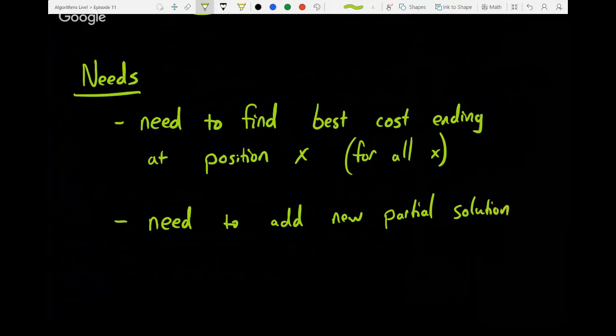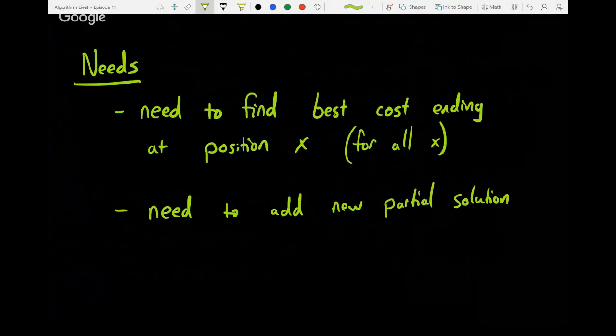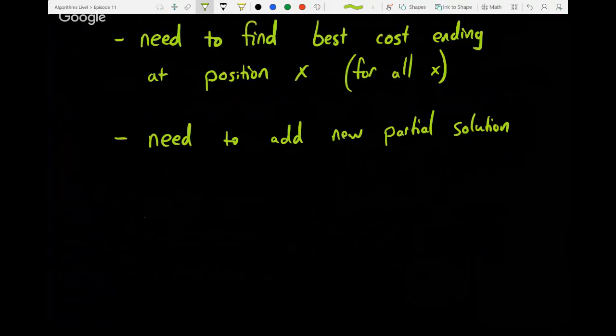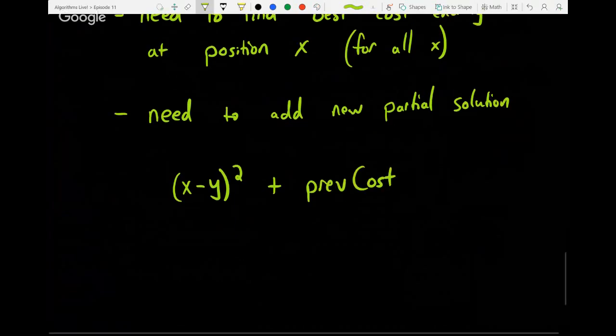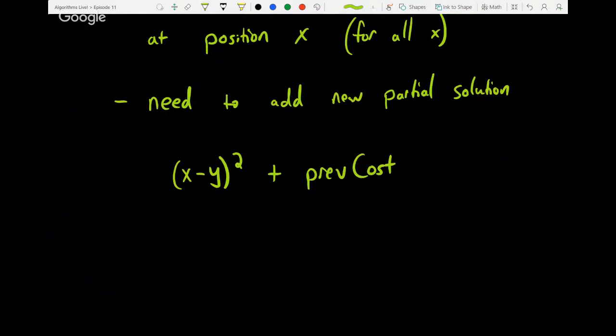So once we figure out what's the minimum cost to cut off our predecessor, how do we add a new partial solution to the answer? So let's take a look at this equation. It's basically x minus y squared plus previous cost. That's the equation that's going to be fueling our runtime.